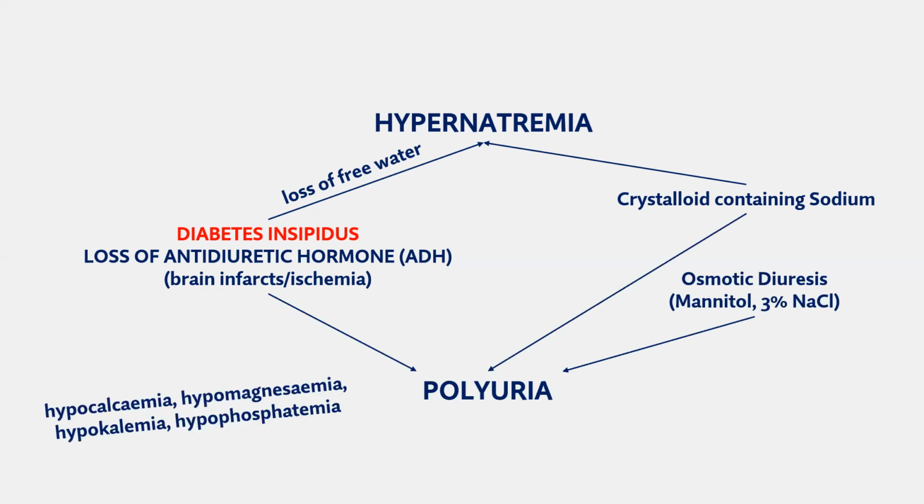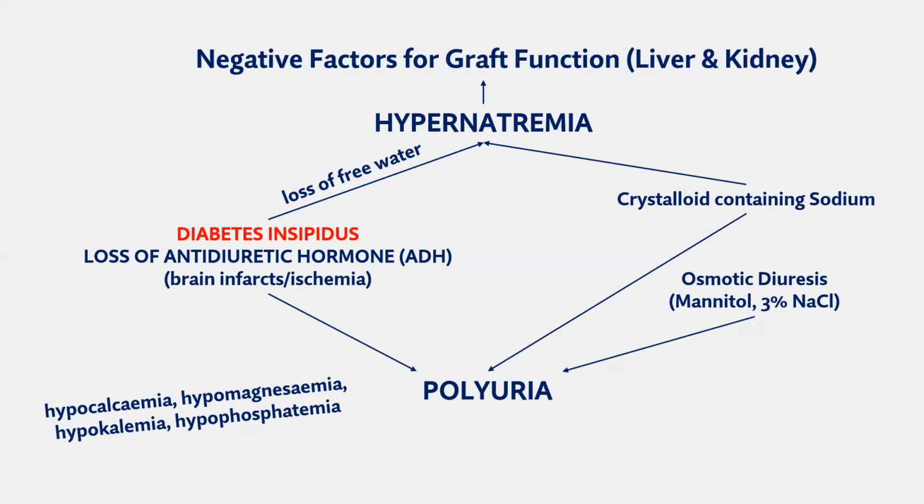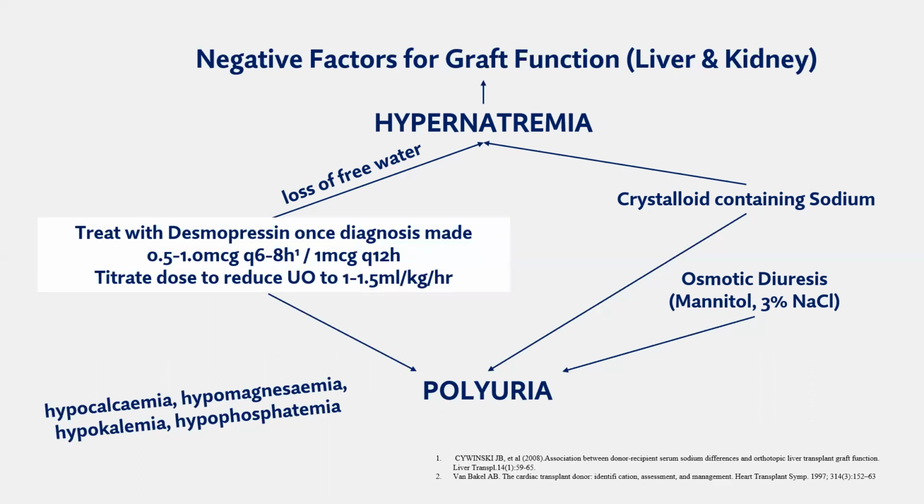At the same time polyuria occurs, the patient may have hypocalcemia, hypomagnesemia, hypokalemia, and hypophosphatemia. So basically all the electrolytes will be imbalanced and deranged. Hyponatremia is an independent negative factor for graft function, especially for liver and kidney. So how do we treat this problem?